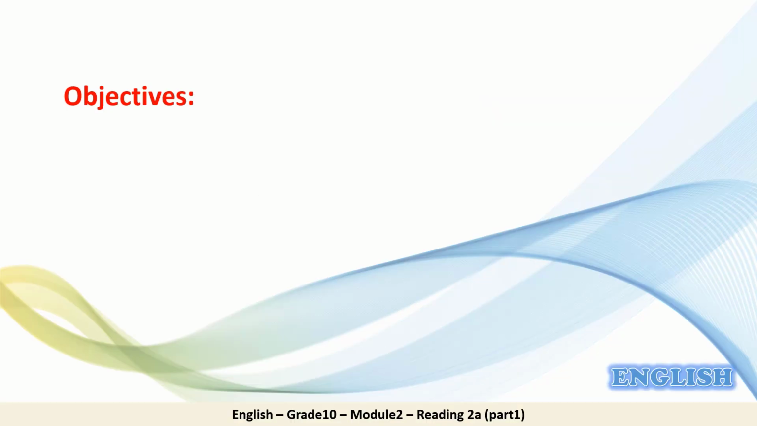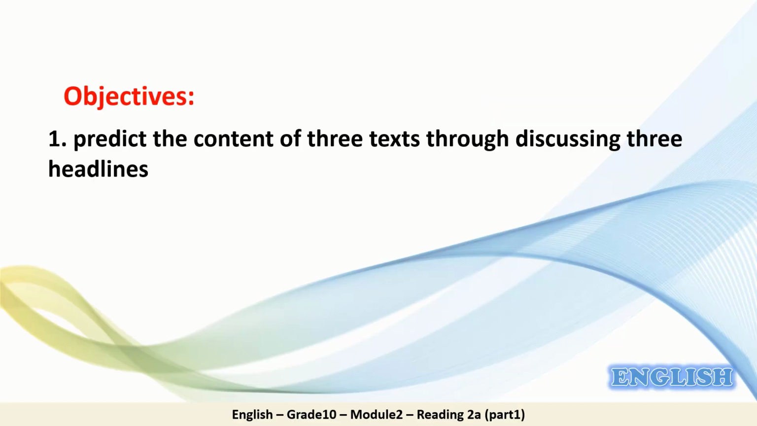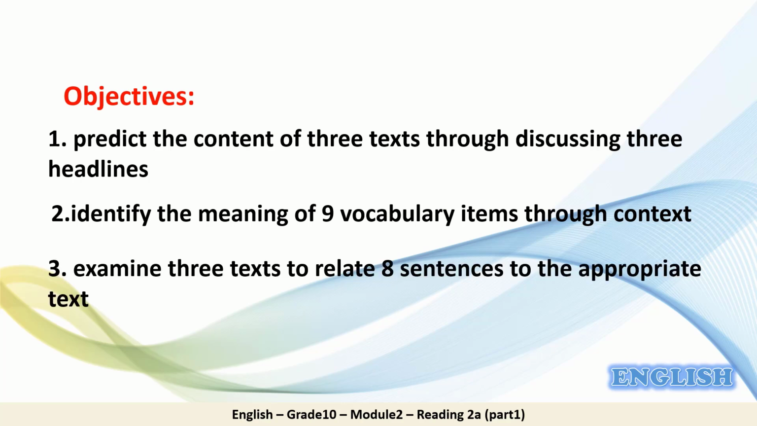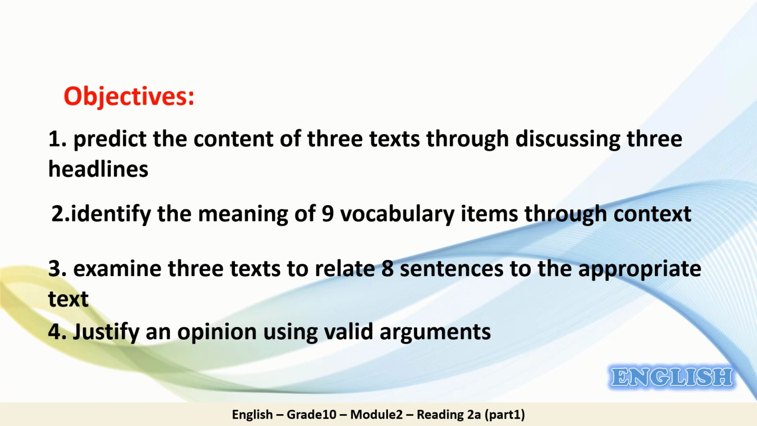The objectives for this lesson: 1. Predict the content of 3 texts through discussing 3 headlines. 2. Identify the meaning of 9 vocabulary items through context. 3. Examine 3 texts to relate 8 sentences to the appropriate text. And 4. Justify an opinion using valid arguments.